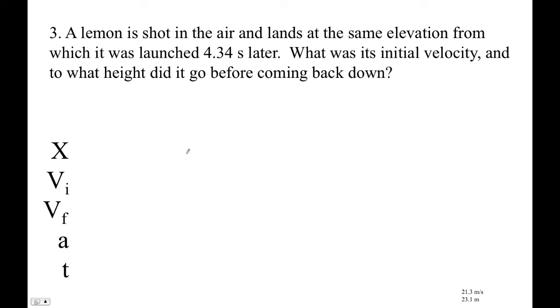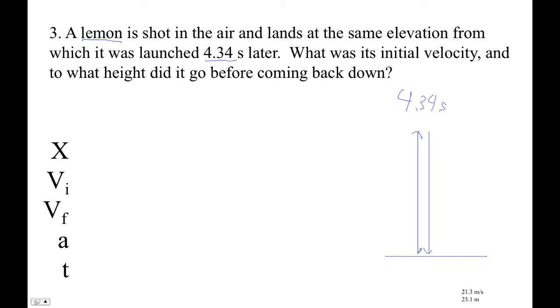All right, let's keep going with these. These are the practice problems for formative assessment 2.4 for general physics. Okay, so we got a lemon shot in the air. It lands at the same elevation from which it was launched. This is just like the air rocket lab, right? Up it goes, and then down it goes. And it is in the air for 4.34 seconds total.